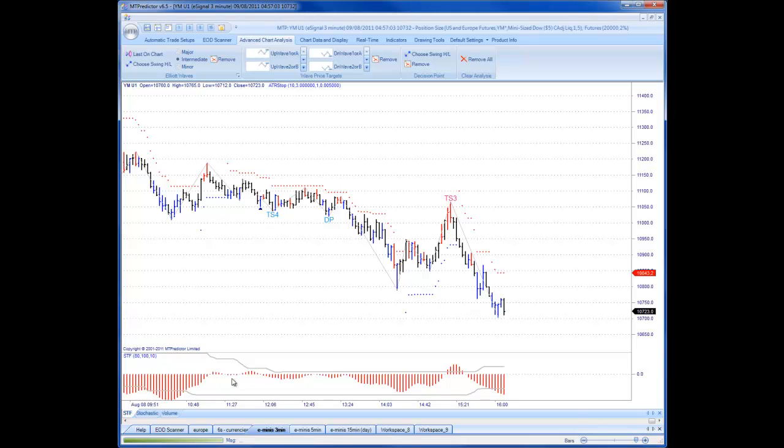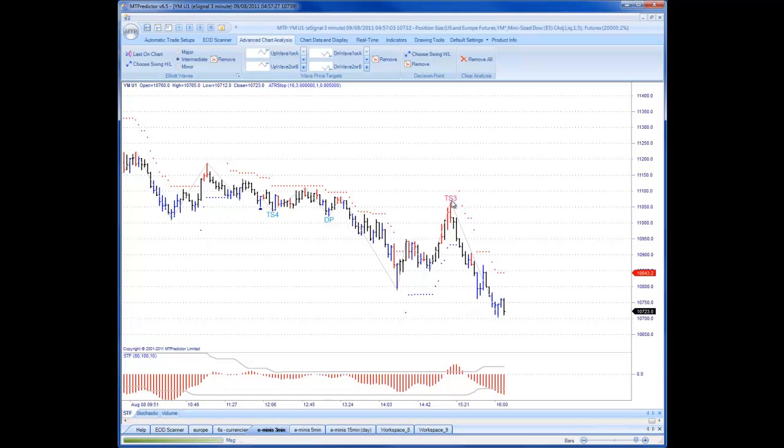First of all, if you look at the bottom here, you can see our color-coded STF, which is strong trend filter. And as you can see here, it's red, which means MTPredictor is showing that the large degree trend is down. So therefore, we want to be taking trades in the direction of the main trend. So in other words, downtrend, we only want to be looking at sell signals. So they are the signals in red here.